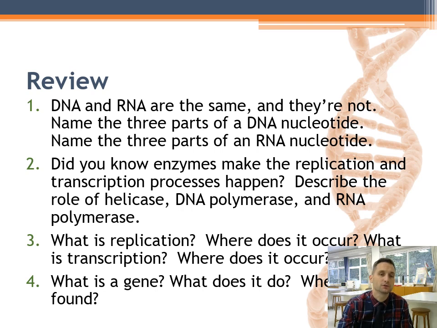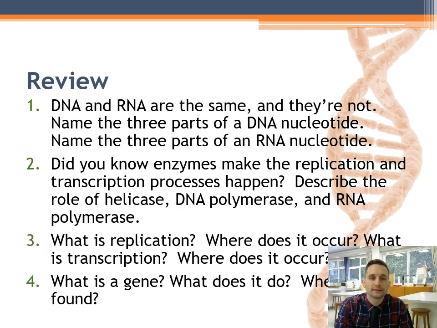So our very first question is the differences between the nucleotides for DNA and RNA. The second one is about the enzymes that are involved in replication. What does helicase, the DNA polymerase, and then RNA polymerase do in transcription? What is replication? Where does it occur? What is transcription? Where does it occur? So just kind of knowing what they are and where they happen. And then lastly, what is a gene? Pause the video and see if you can answer these questions, and then we will go over them together.